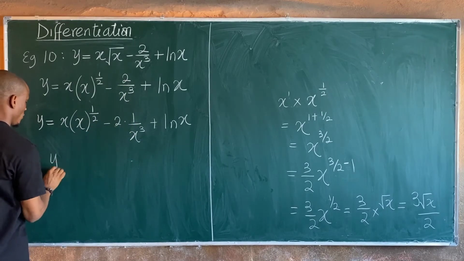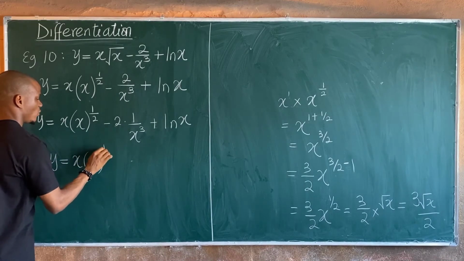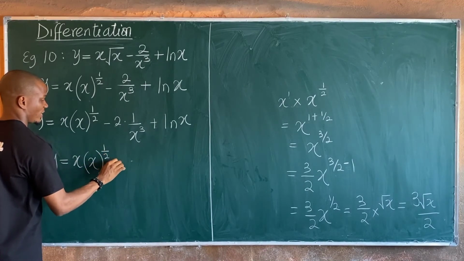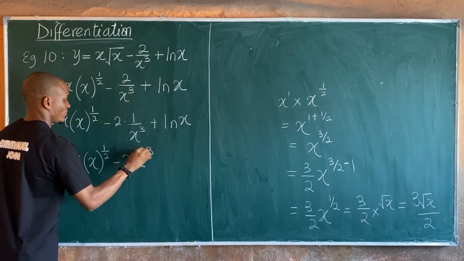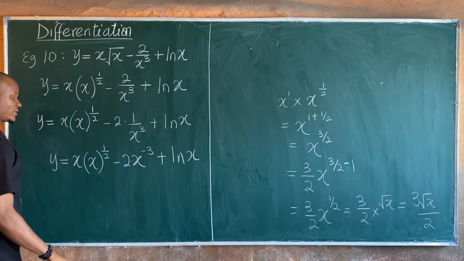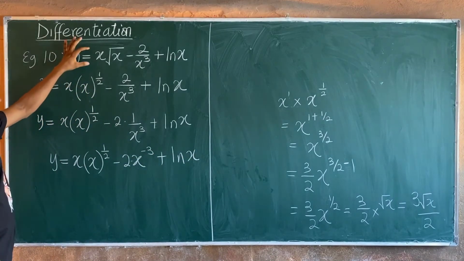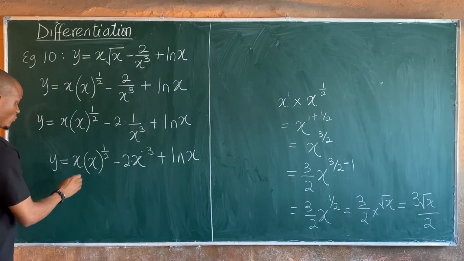Write this one now in index form. I'll have that y is equal to x into x to the power 1 over 2 minus 2x into, this in index form is minus 3 plus ln x. Alright, so I've simply changed the equation from this form to this form, and it's the same thing. Work on this one now.